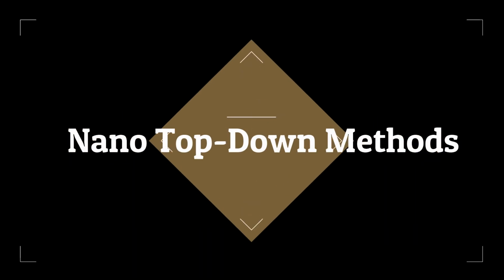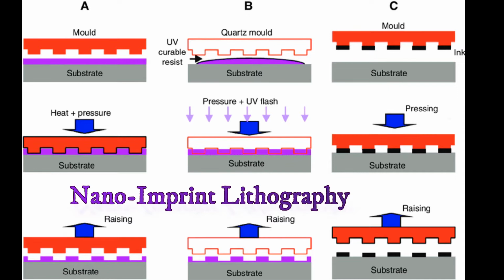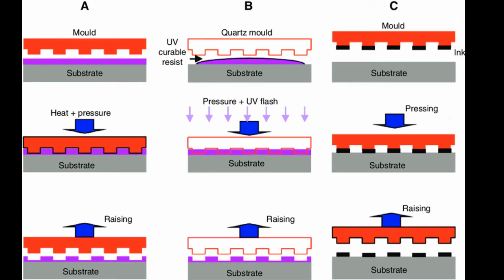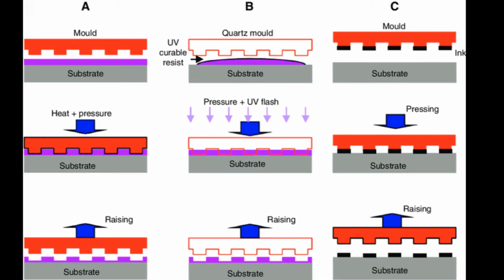Nano top-down methods. Nano-imprint lithography. Nano-imprint lithography makes the reverse 3D structure of a pre-existing nanomaterial. The object taken is called the master and the process is carried out under very high pressure for the replication process to be precise. This method can be thought of as nanoscale embossing and therefore requires very complex equipment.